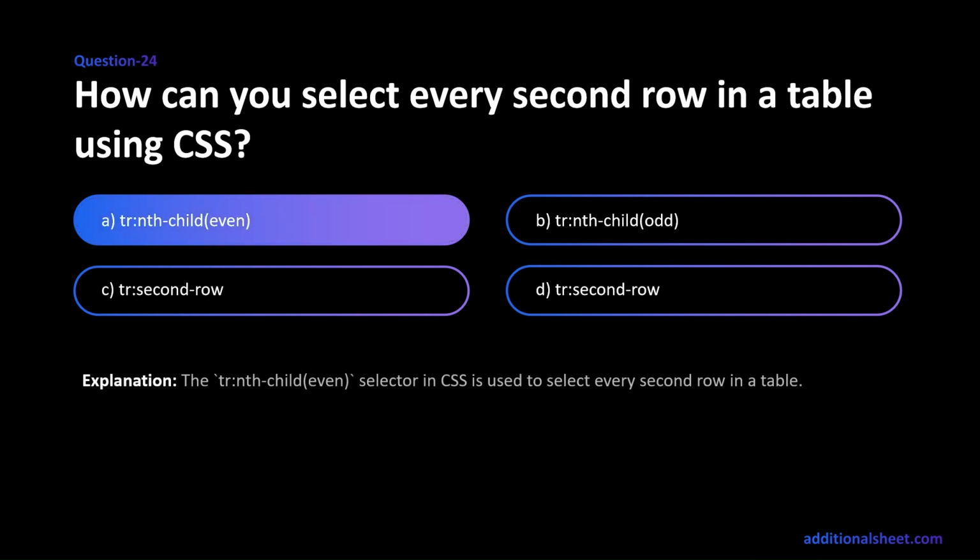Correct answer is option A. The tr:nth-child(even) selector in CSS is used to select every second row in a table.